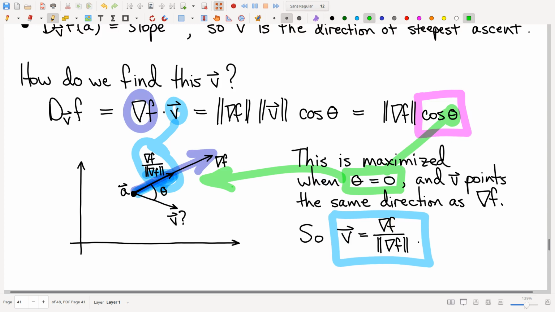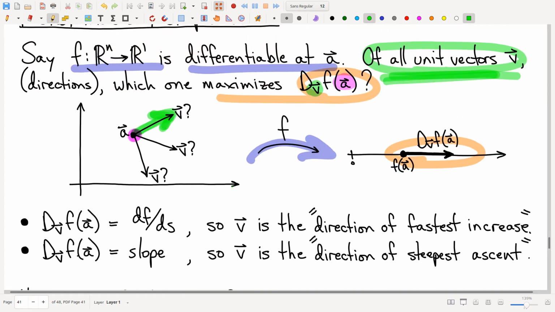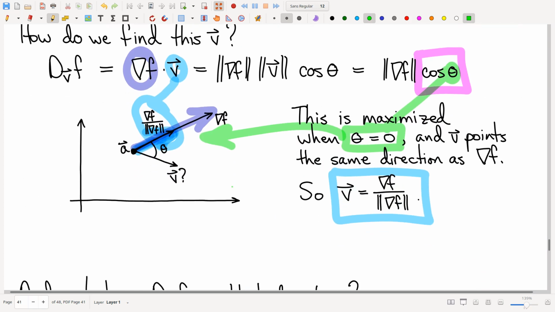Okay, so summarizing, we need to know what is the direction of fastest increase, what is the unit vector that points in the direction that the function's increasing the fastest. Okay, answer, the direction that the gradient points. Simple as that. Just compute the gradient, turn it into a unit vector, done. Nice simple punchline.